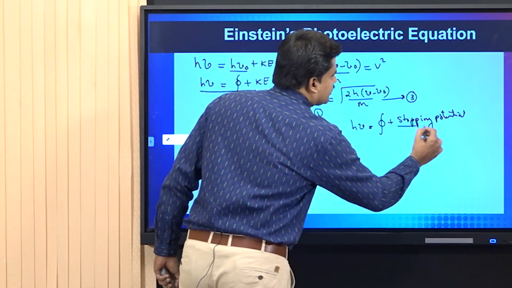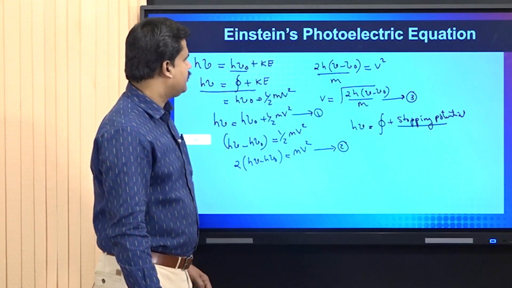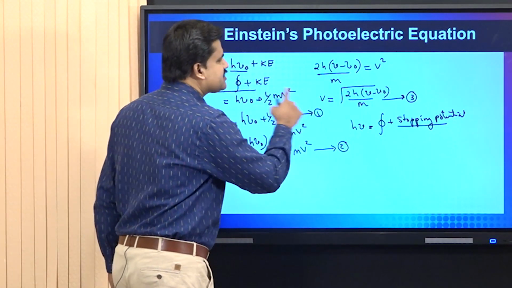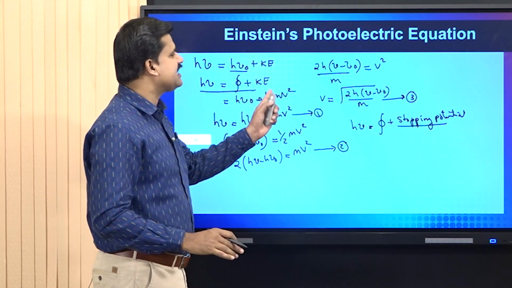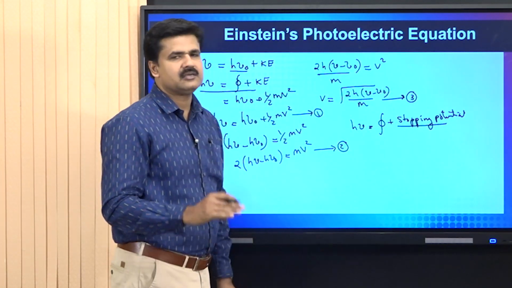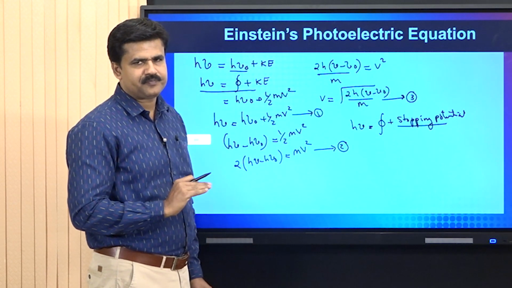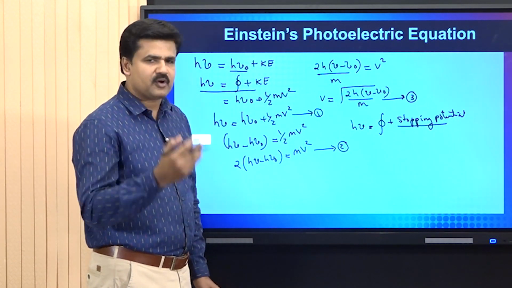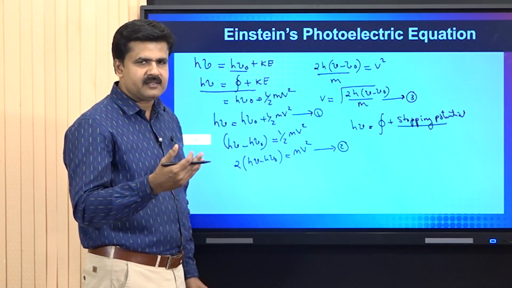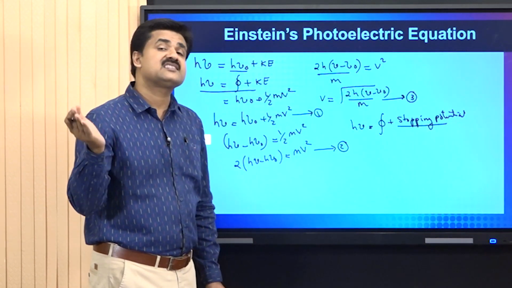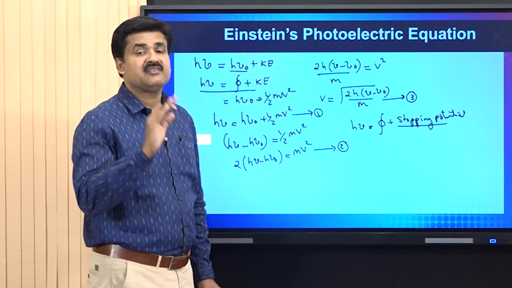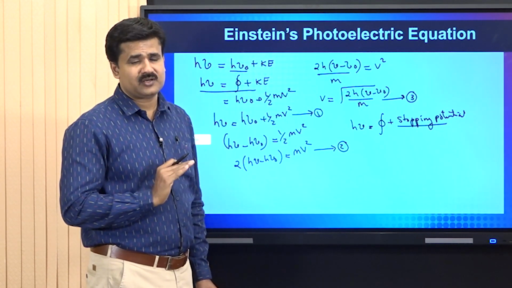What is meant by the term stopping potential? By comparing these two equations, it is clear that kinetic energy is replaced by the term stopping potential. Suppose we are providing an energy equal to kinetic energy to the ejected electrons in an opposite direction. We can stop that photoelectron.